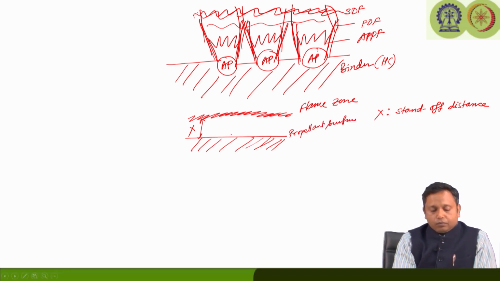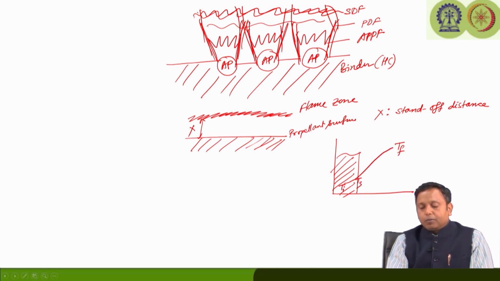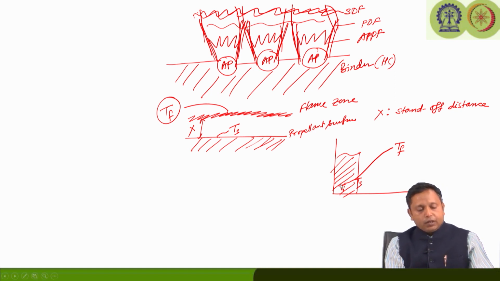If we look at the temperature profile, starting from the propellant surface, the surface temperature is going to increase and keep on increasing to the flame temperature. So, this is the flame temperature, this is the surface temperature, and this is the initial temperature of the propellant. The temperature is going to rise from the surface temperature Ts to the final temperature Tf in the flame zone. That tells us the temperature boundaries, Ts and Tf.